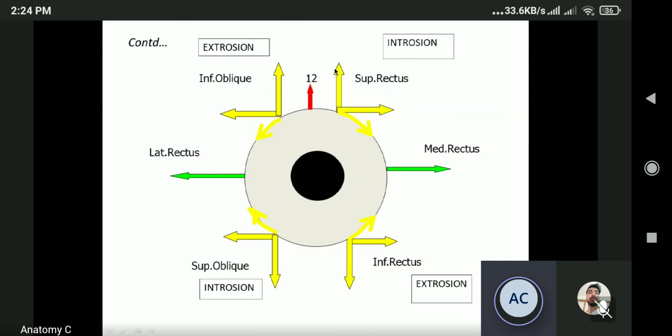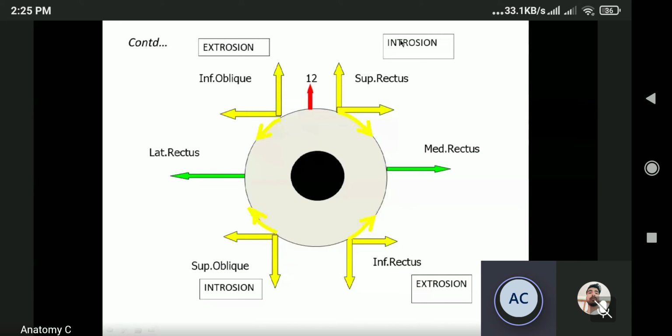Or what you can do is draw the quadrant like this, and put superior rectus here, medial rectus over here. If it is superior, obviously inferior will be here, and medial rectus will be here, and lateral rectus will be here. After placing all the rectus muscles, you put superior oblique opposite of the superior rectus, and opposite of the inferior rectus, you write the inferior oblique.